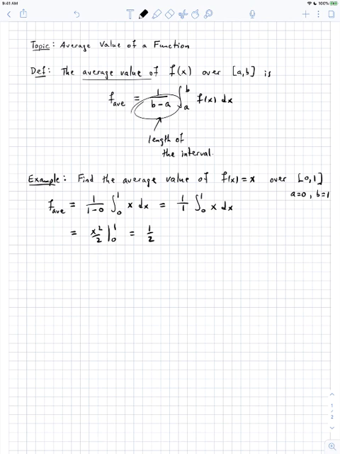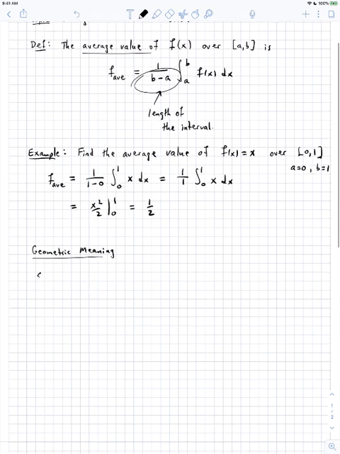The average value does have a geometric meaning. And what is it? Well, let's suppose that our function is greater than or equal to 0 on the interval from a to b. That means that the integral from a to b of f of x dx is equal to the area under the curve.